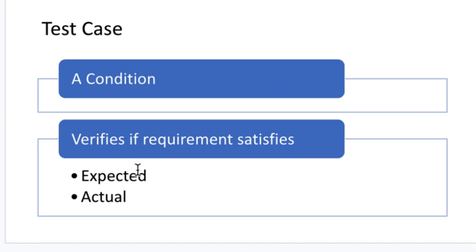Condition that we want to verify. For each condition, we need to make sure we have an expectation, and then when we test the expectation, we will see the results. And if the results are according to our expectations, we will consider the test case is passed. If it's not, we'll consider the test case is failed.